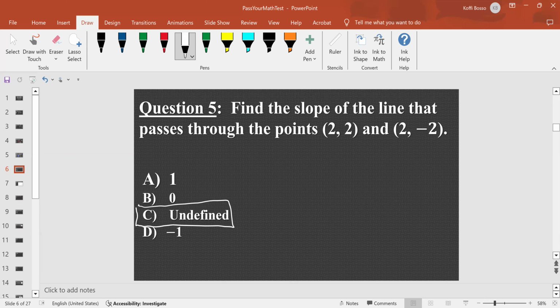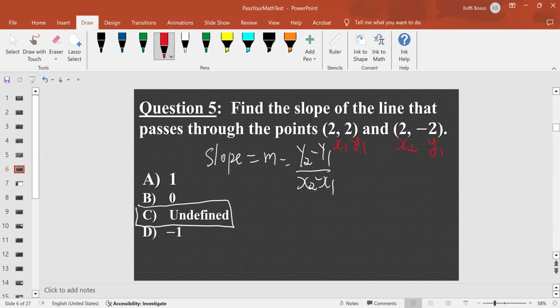Understand that when they ask you to find the slope, you have many possibilities. The possibility we're going to use is the slope formula, m, which is y2 minus y1 divided by x2 minus x1. Therefore, you need to label the points. So we have the coordinates 2, 2, and we're going to call this x1, y1, and x2, y2.